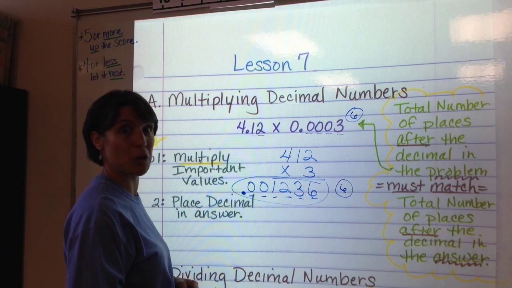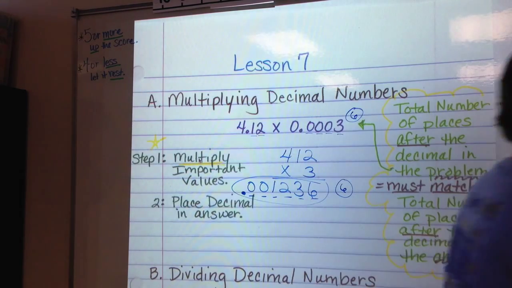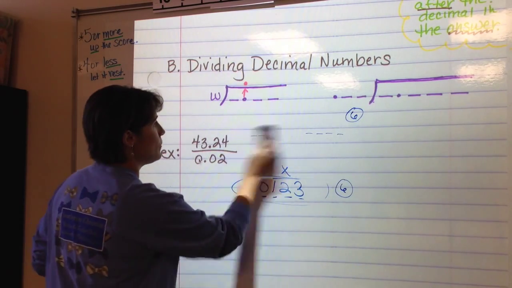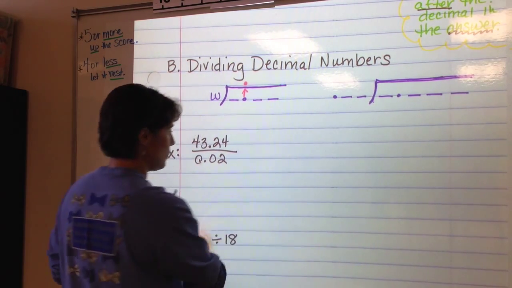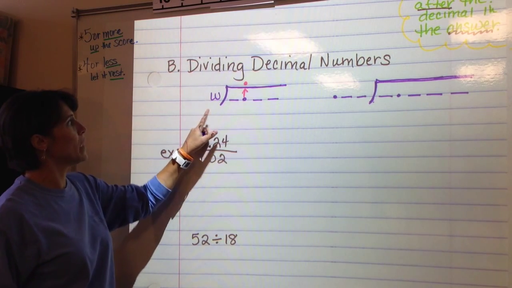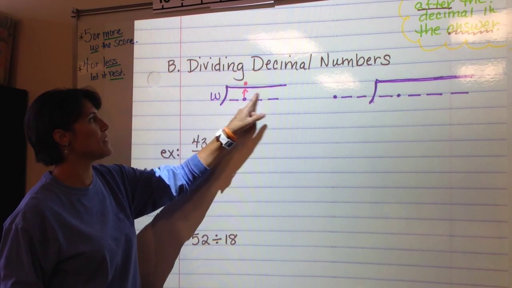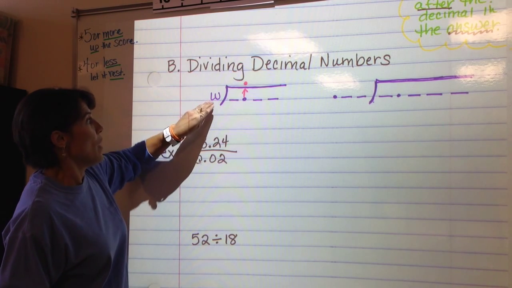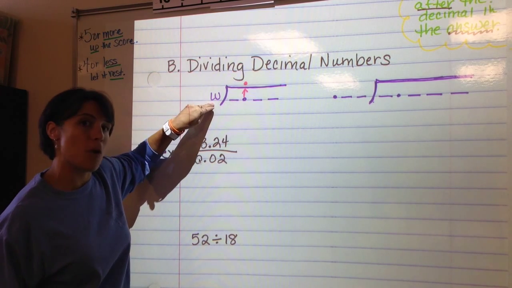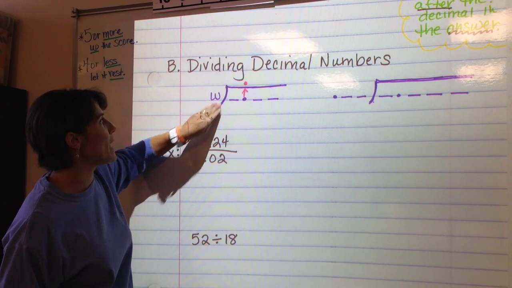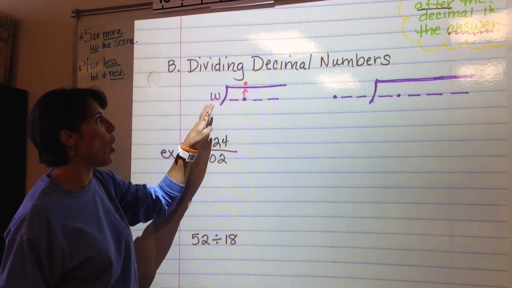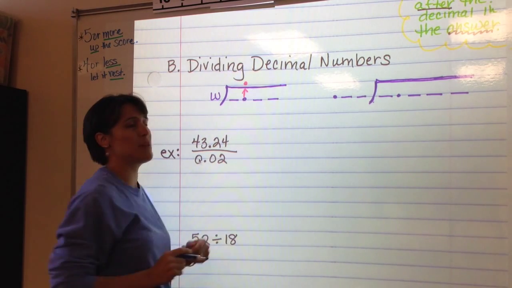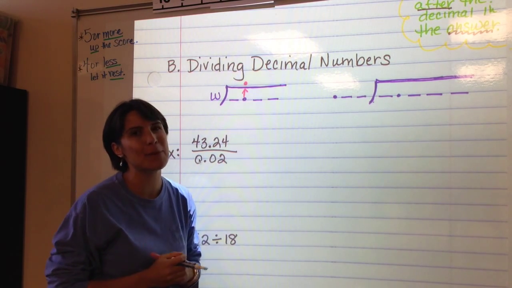All right, and then a quick review on dividing. Just a refresher, this is the division bar. Pretend this is a decimal number, 4.33 or something. When you're dividing by W, which stands for a whole number, you're dividing a decimal number by a whole number, so you don't have to do anything. You just bring that decimal straight up in the answer and divide like you've always been taught.